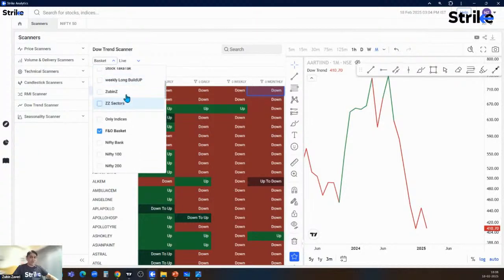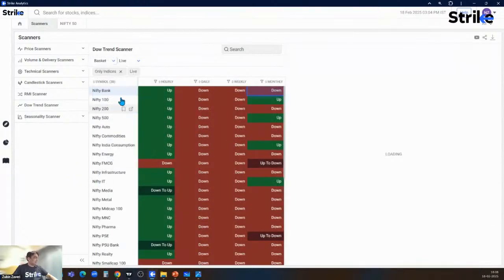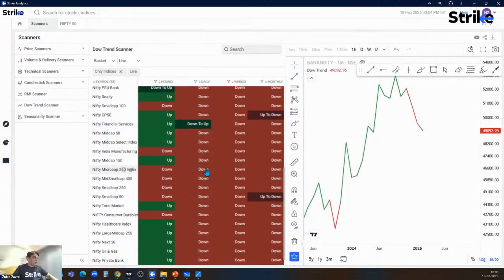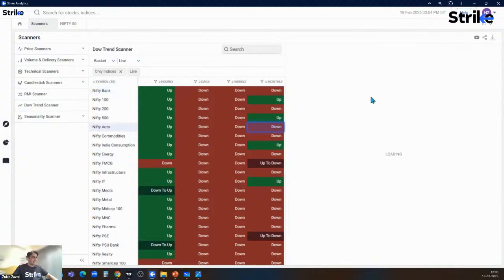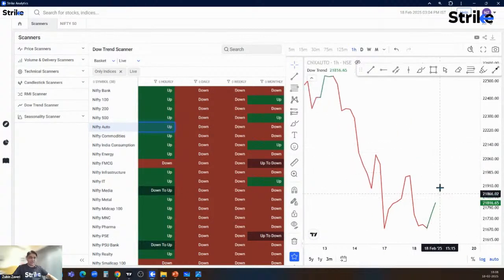If you want to find out new stocks, you can select only indices. If you just want to understand which indices or sectors are in an uptrend or downtrend, you can do that here. For example, say Auto on an hourly chart. If you click over here, it is in an uptrend. The chart of the auto sector hourly chart will open up on the right hand side. Now it has green and red color lines. I'll explain that in a second.